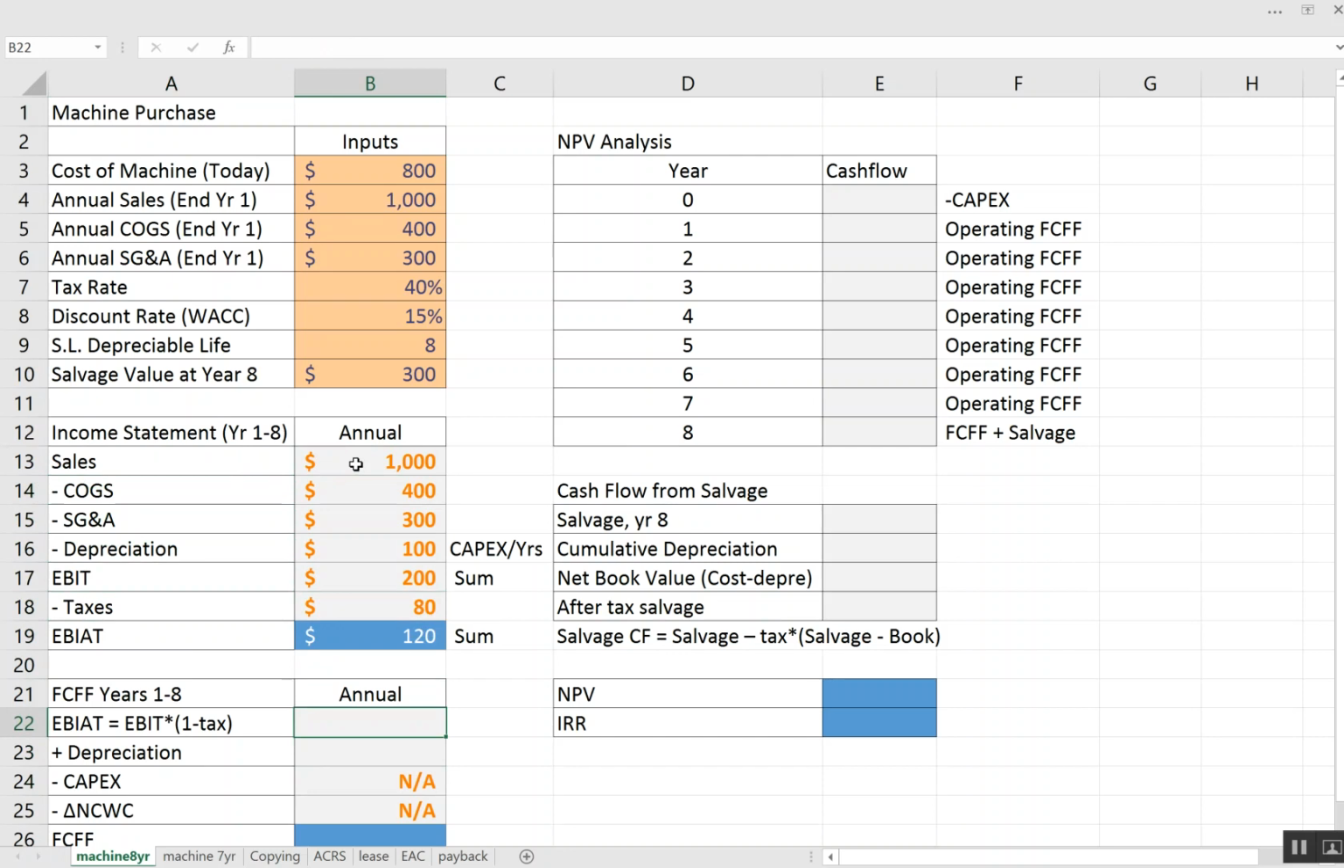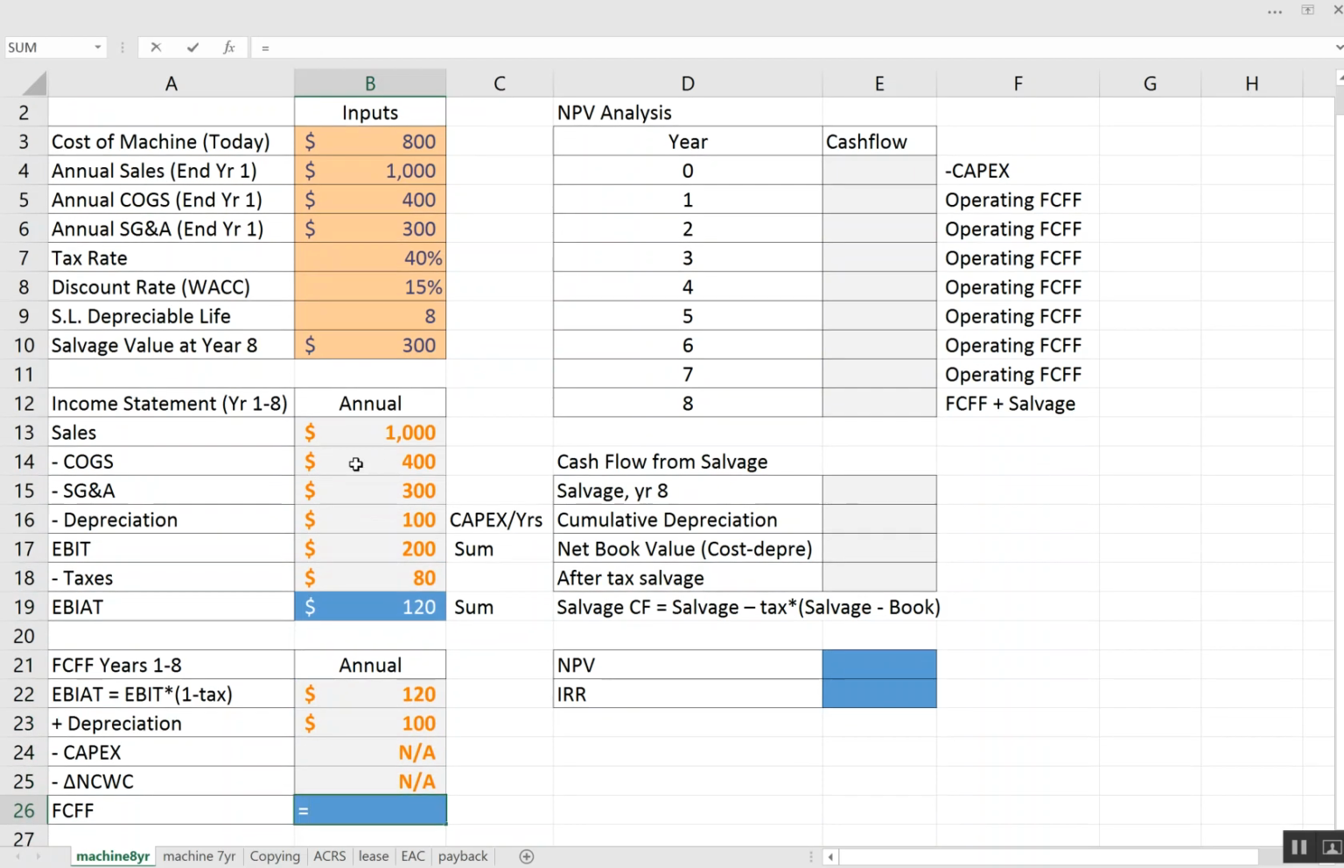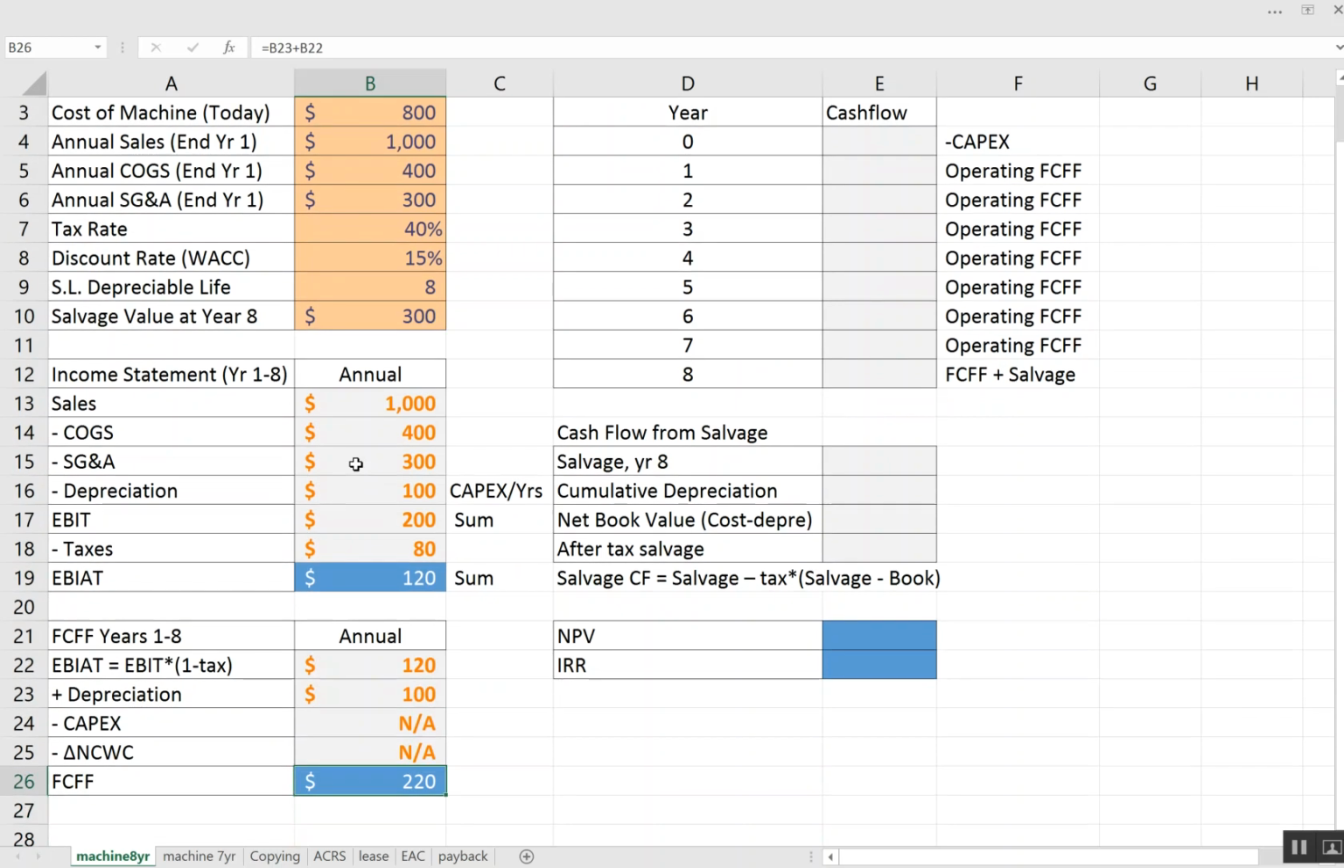And then from there, I can calculate the free cash flows to the firm. Now remember, there's a difference between earnings and cash flows. So I can start with earnings before interest and after tax. I can then add back depreciation. And then I could add up those two. And we're assuming no CapEx or non-cash working capital after the initial investment. My free cash flow to the firm at the end of the first year is going to be $220.